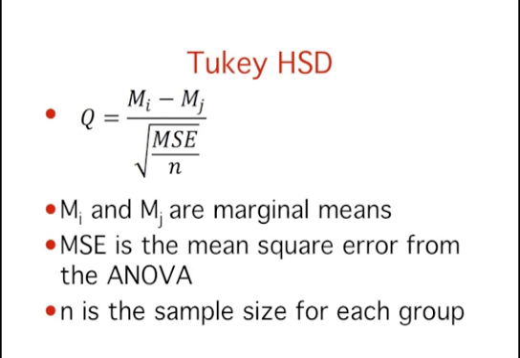The Tukey honestly significant difference (HSD) test can be used to test all pairwise comparisons among means in a one-factor ANOVA, as well as comparisons among marginal means in a multi-factor ANOVA. The formula for the equal sample size case is shown here, where Mi and Mj are marginal means, MSE is the mean square error from the ANOVA, and n is the number of scores each mean is based upon.